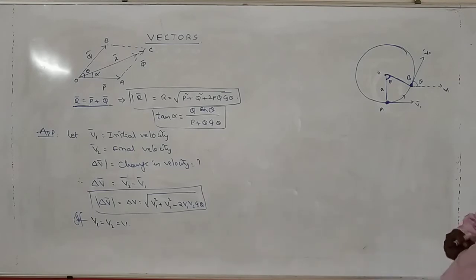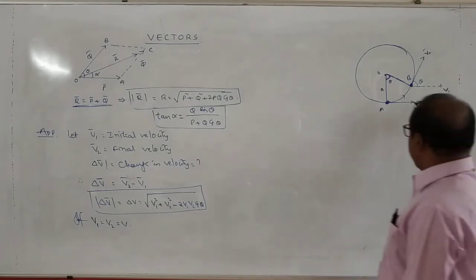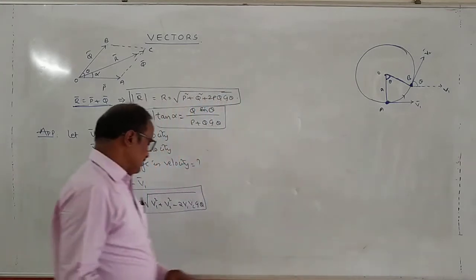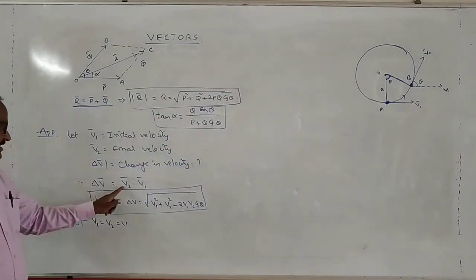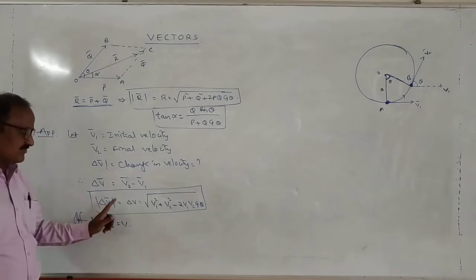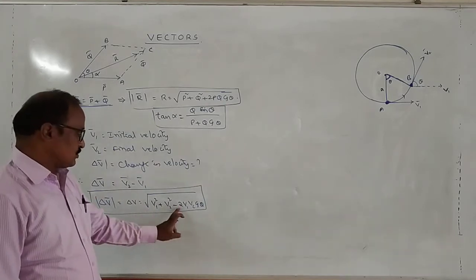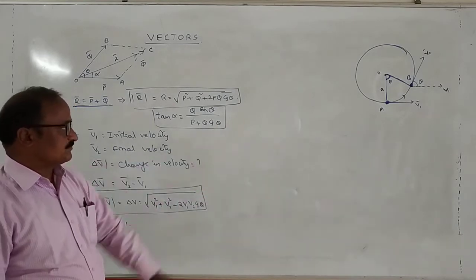Now, what is the magnitude of change in velocity? The change in velocity delta v bar is equal to v2 bar minus v1 bar, and the magnitude of change in velocity delta v is equal to root of v1 square plus v2 square minus 2 v1 v2 cos theta.